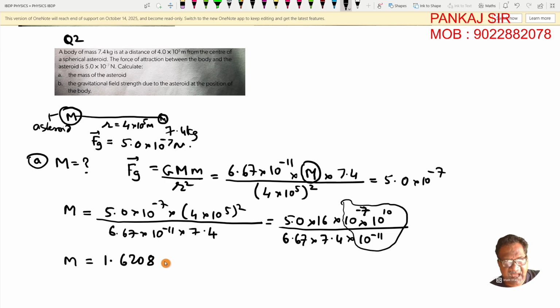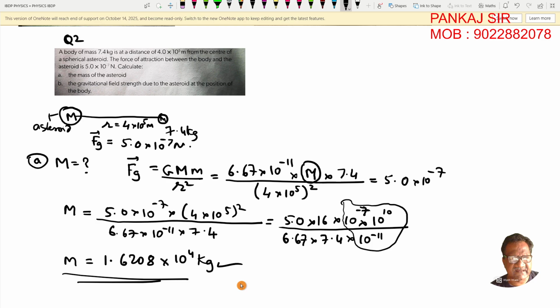And the powers of 10 work out to 10 raised to minus 7 plus 10, which is 10 raised to 3. And the minus 11 goes up and becomes plus 11. So 3 plus 11 is 14. So this becomes 10 raised to 14. This is my answer and it will be in kg. Since this is already in scientific notation, I don't have to make any changes. So the mass of the asteroid capital M is this. That is the A part of the question.